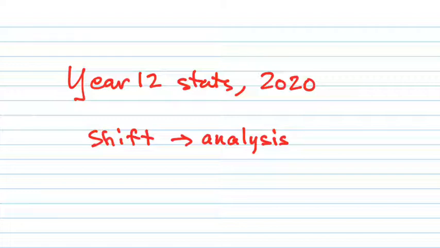So today we're going to continue our look at shift, but we're going to talk about how you make an analysis. What do you need to say about shift? It is not complicated. It is 3 sentences. If you write 12 sentences, I'm going to be very sad.